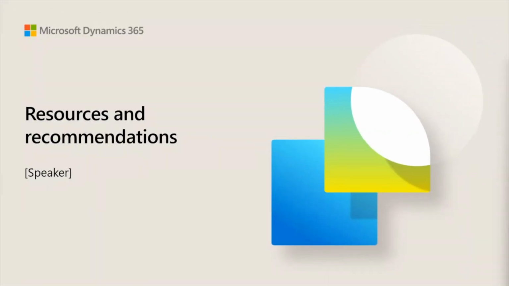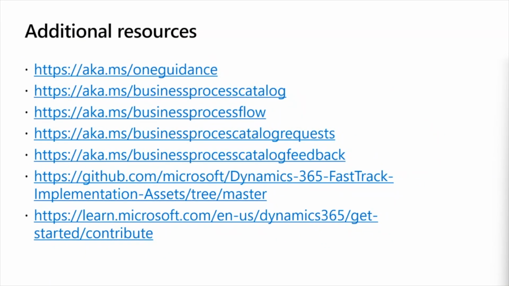But what I want to do is switch gears to some of those resources and recommendations. So here on the slide, I've given you most of these, but some of these I have not discussed already. So the first one is aka.ms/oneguidance. This is the hyperlink that I used in my demonstration today to actually take you into the Guidance Hub. If you don't have this one bookmarked, I would strongly urge everyone to go ahead and save this one into your favorites. The second link here is the link to actually download the business process catalog.